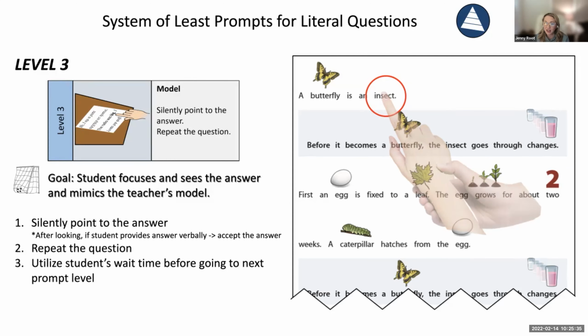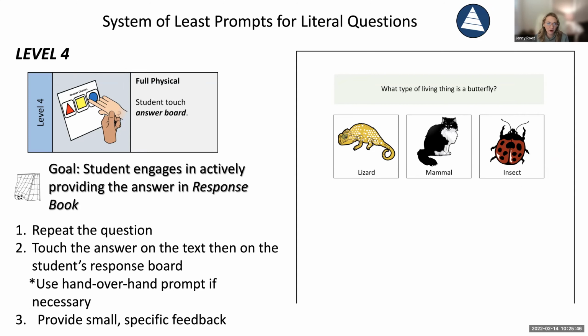Level 4, if needed, if the student needs those response options, we might use full physical to touch the answer on the answer board. The goal is to engage in actively providing the answer in the response book, repeating the question, touching the answer on the text, and then on the response board, right? So we're making a connection between the text word insect and the response board word insect. We're only going to use that hand over hand prompt if necessary with small specific feedback.